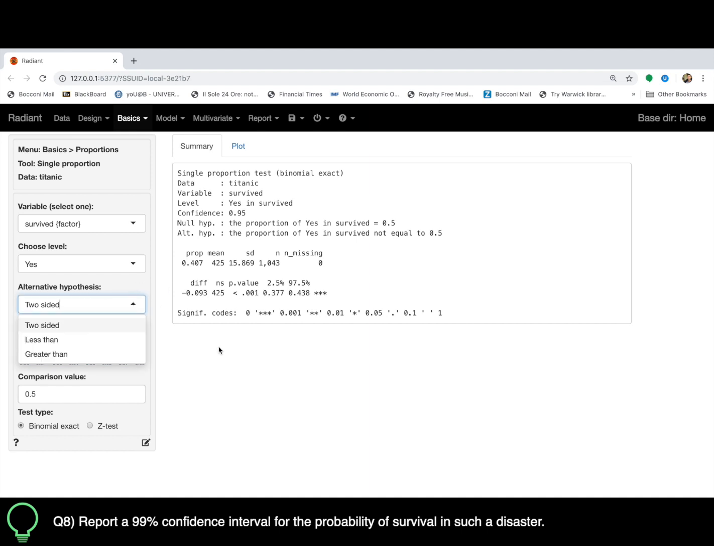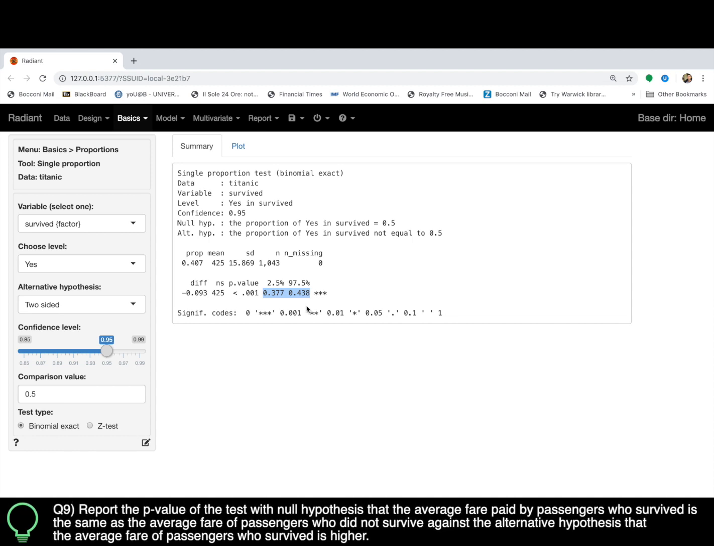So we want our confidence interval to be symmetric around the point estimate. So the point estimate in this case, so the people who survived, was 40.7%. This is what we calculated in question 1. And the confidence interval, two-sided, okay, so centered around the point estimate, is between 37.7% and 43.8%. Okay, let's move on.